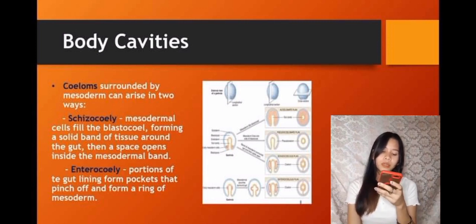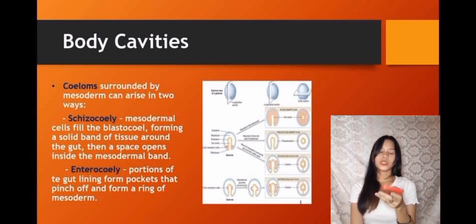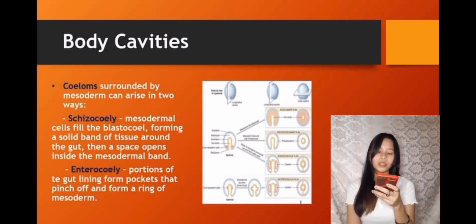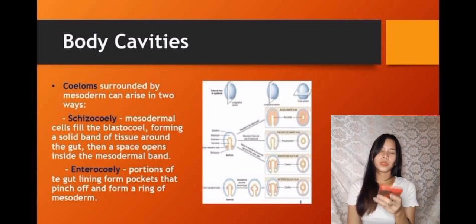And some animals have no body cavities or mesoderm, such as the sponge. No germ layers, no gut. And the cnidarians do have a gut but no mesoderm.